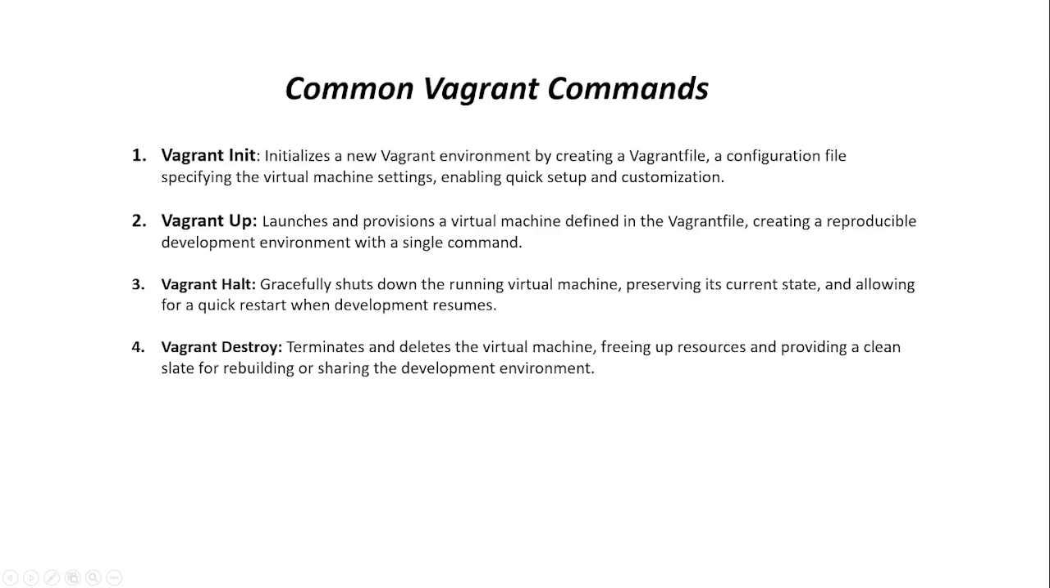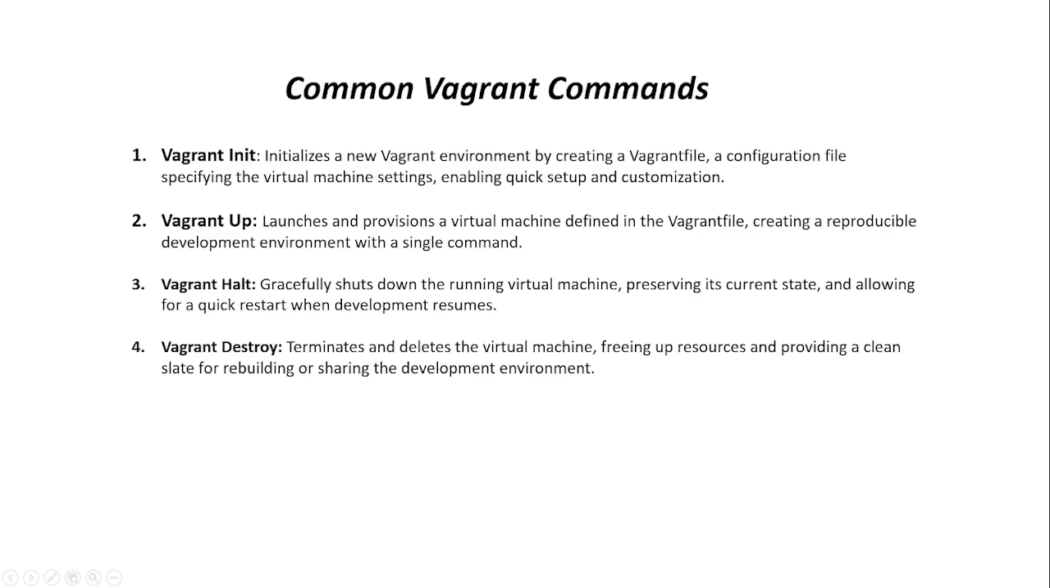First is vagrant init. This initializes the Vagrant environment by creating a Vagrantfile that we saw in our tutorial. Second is vagrant up. Vagrant up is used for launching and creating the virtual machines that are defined in the Vagrantfile that we have also seen in our tutorial.